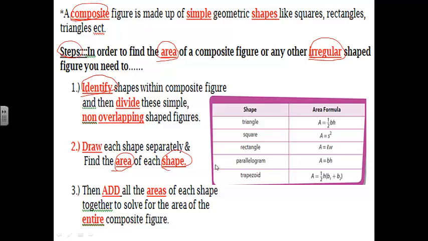Then we find the area of each shape. Easy, right? Because we should know the area for all these shapes right here. I put together kind of a little formula chart here. It's not exactly like your formula chart, the yellow sheet I gave you, or what Miss H gave you, but it's very similar. Then we add all the areas of each shape together to solve for the area of the entire composite figure. Okay, I hope I went slow enough for you to write each blank. If I went too fast, then you can pause me.